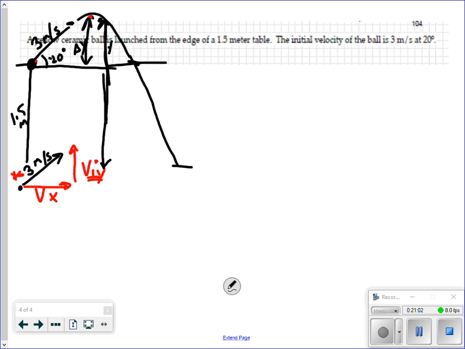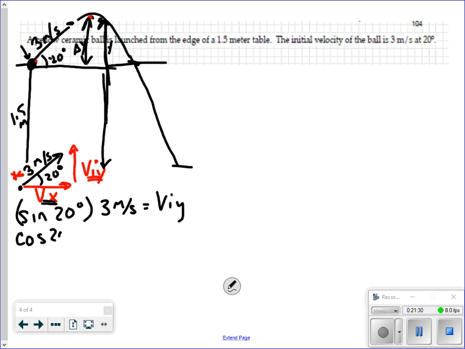I'm taking this initial point, this spot right here, and I'm exaggerating it in order to figure out my initial velocities. And this is where trig comes in. So if I want to use this, this is my adjacent side, my hypotenuse is the 3 meters per second, my opposite side is the V_iy. So I'm going to go sine of, what was my angle? Oh, it was 20 degrees. So sine of 20 degrees, make sure you're in degrees, not radians, times 3 meters per second, and that's going to give me my initial y velocity. If I do the cosine of 20 times my 3 meters per second, that's going to give me Vx.